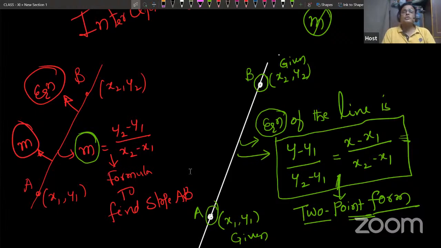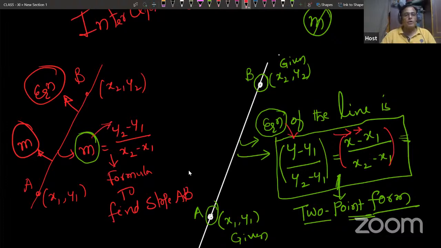Suppose he has asked us to find the equation; the formula is a bit lengthy, but you can easily remember it. First, remember the left hand side. If you remember the left hand side, the right hand side is obtained by replacing y by x. So the left hand side is (y minus y1) upon (y2 minus y1) is equal to (x minus x1) upon (x2 minus x1). In the left hand side, replace y by x, so there is no need to remember the right hand side. So this is the formula to find the equation.